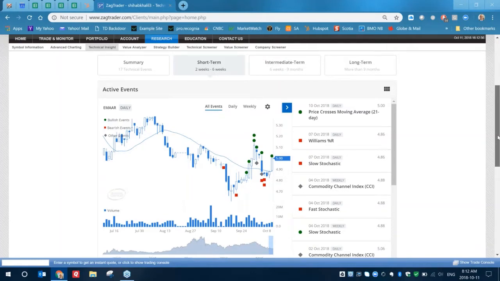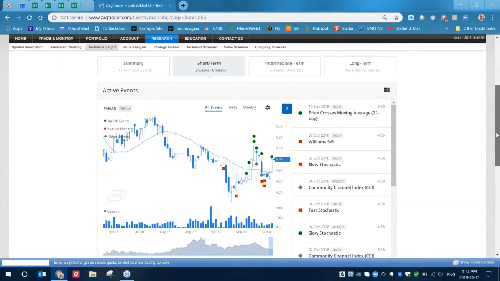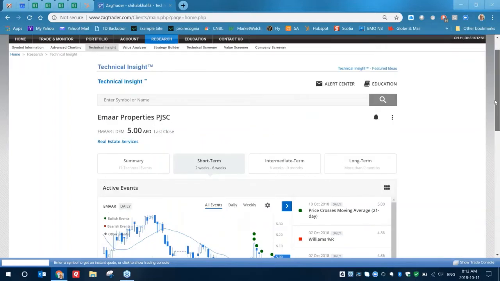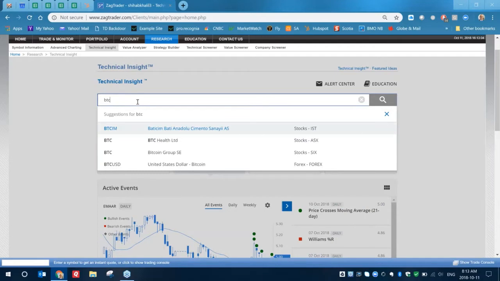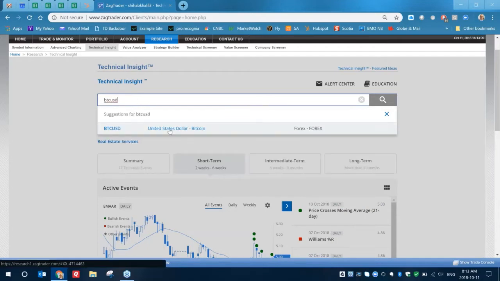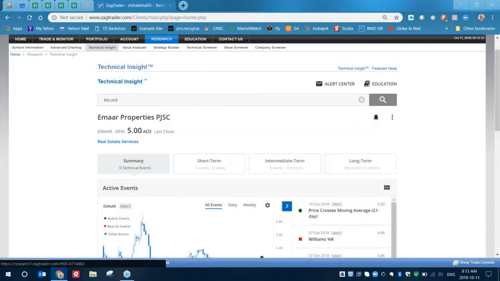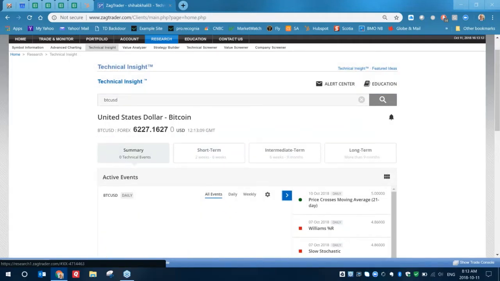Let's try another example, and I think it might be interesting to look at. I know that crypto trading is of interest to a lot of ZagTrader's clients, so let's take a look at some of the crypto that's covered in Technical Insights. So maybe the most common one would be Bitcoin versus US dollar. So I can just type BTCUSD. Here's our analysis of Bitcoin.